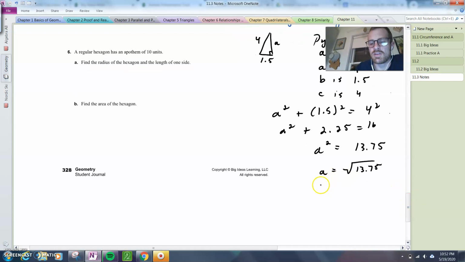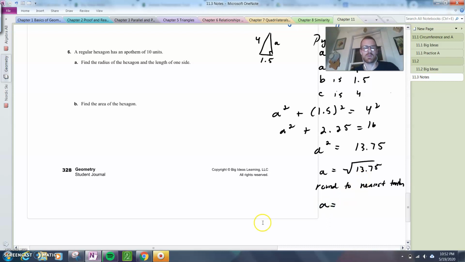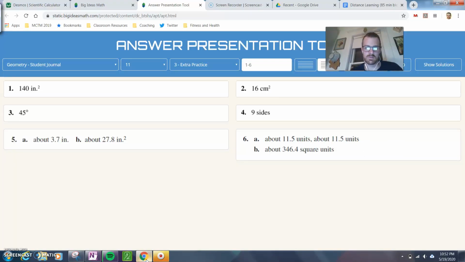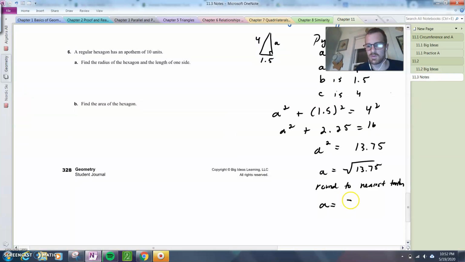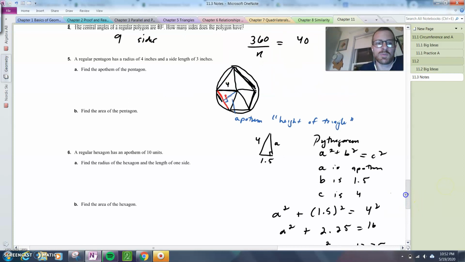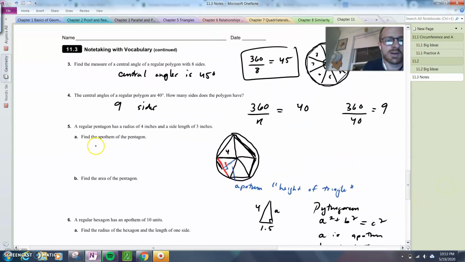And we're going to round this to the nearest tenth. It doesn't specify, but that's what we're going to do. So I believe this is 3.7. Yeah, so 3.7 inches for the apothem. Okay, so I'll go back up to this space. Number 5, my apothem is 3.7 inches. Now, what's the area then?